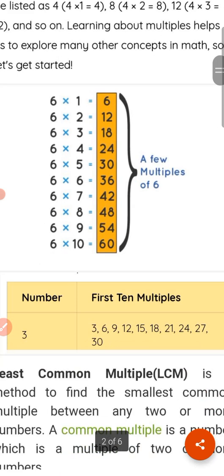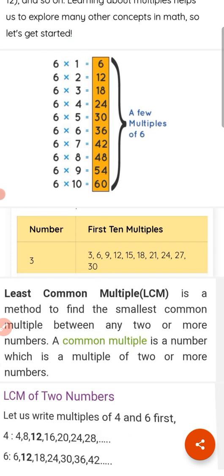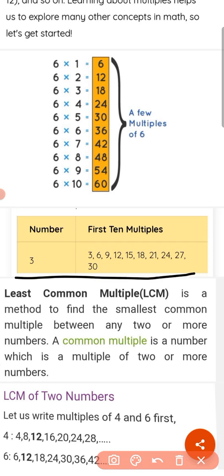Let me explain about the number 3. First 10 multiples: 3 1s are 3, 3 2s are 6, 3 3s are 9, 3 4s are 12, 3 5s are 15, 3 6s are 18, 3 7s are 21, 3 8s are 24, 3 9s are 27, 3 10s are 30. First 10 multiples of 3. So, a multiple is a value we get when we multiply a number with another number. Is it clear?